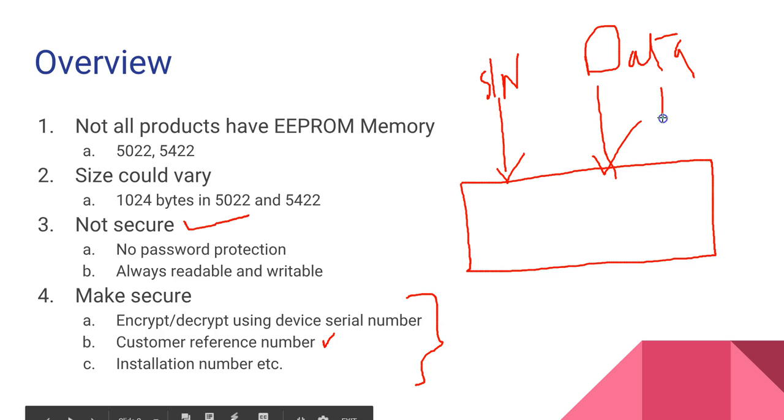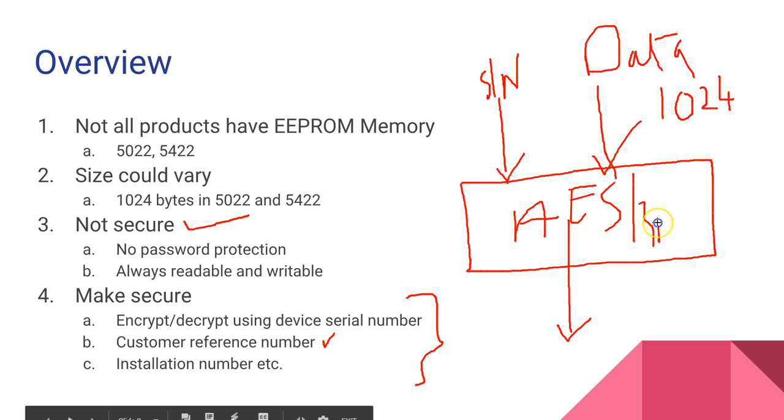Eventually, assume that you're going to write 1024 bytes of data. This data could be the customer information, or the installation data, or anything you want to put in this reader writer. You can use AES encryption, or 3DES, or any kind of custom encryption and decryption algorithm, and the encrypted data you get, you can store in the EEPROM.